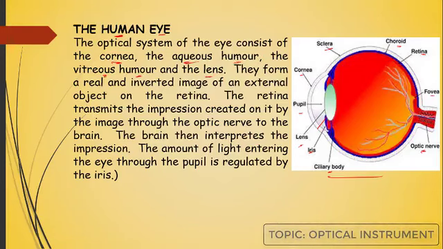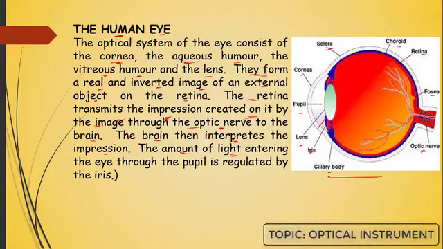These optical systems help to form a real and inverted image of an external object on the retina. So the retina is the part of the human eye where an image is formed. Now this retina transmits that impression that has been created on it by the image through the optic nerve to the brain. It is now left for the brain to interpret what it has received as an impression.